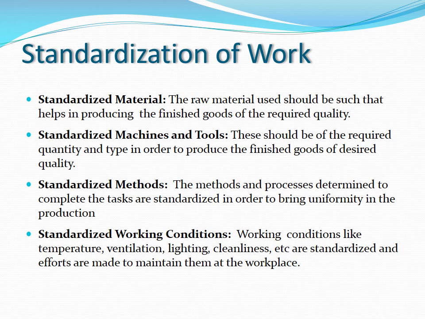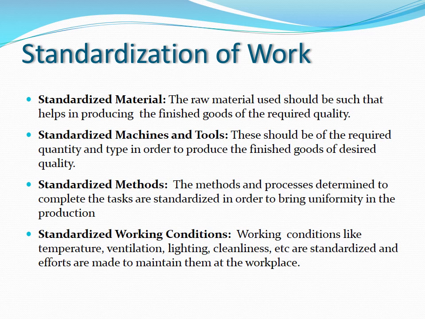These should be of the required quantity and type in order to produce the finished goods of desired quality. For example, if we need to produce a particular product of quality A, in order to produce the finished good of quality A, we should be using raw material of quality A and the machines and tools that are required to produce the finished good of quality A. We cannot use the raw material of quality B or quality C or quality D, and we cannot even use the machines and tools of a quality which would produce finished goods of quality B, C or D.